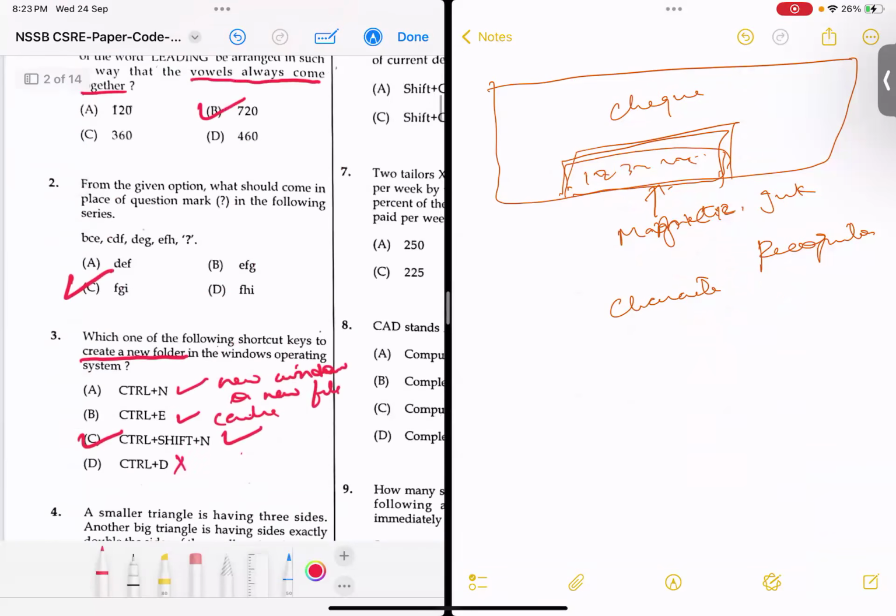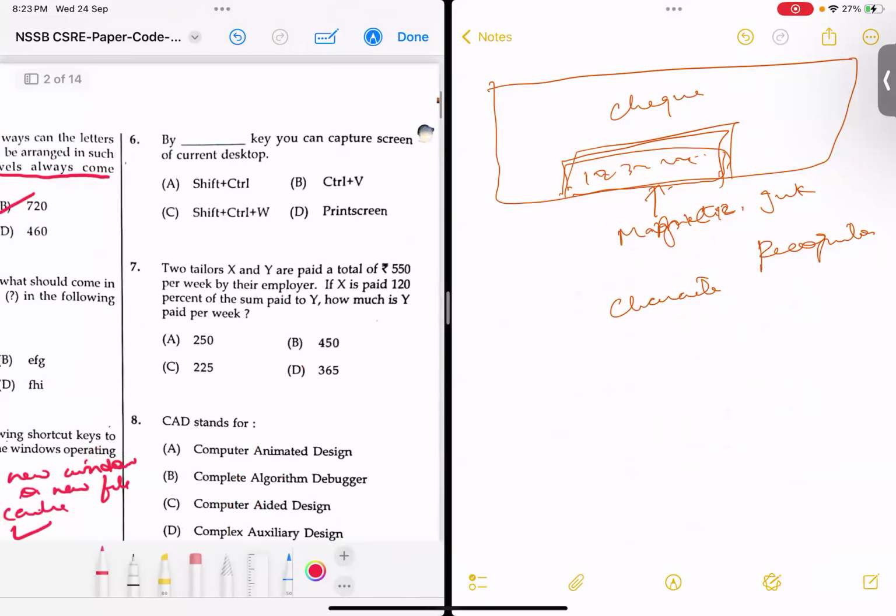Now let's come to question number 6. By which key can you capture the screen of the current desktop? It's simple. It directly says print screen. Sometimes in some computers, it will directly function with print screen. There's a button on the keyboard called the print screen button. You can directly press that and screenshot the screen on your computer.